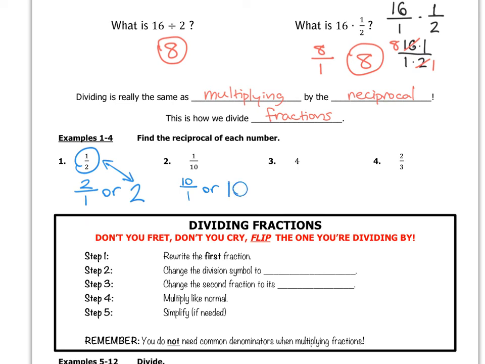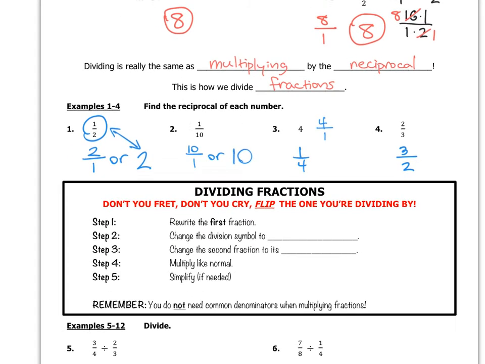For 4, we have to remember that 4 is the whole number 4 over 1. And so if I flip the numerator and denominator, I get 1/4. 1/4 is the reciprocal of 4. For 2/3, if I flip the numerator and denominator, I get the improper fraction 3/2. So that's how you find the reciprocal of a number, and we need to know that in order to divide fractions.